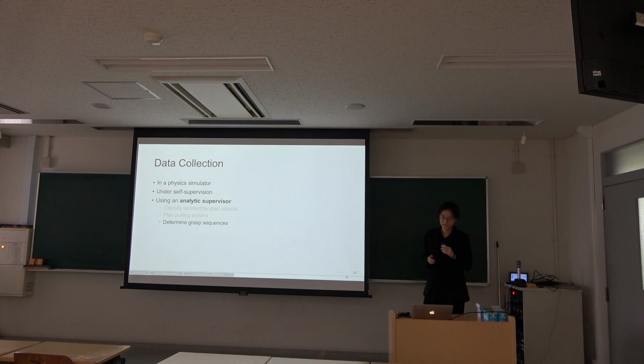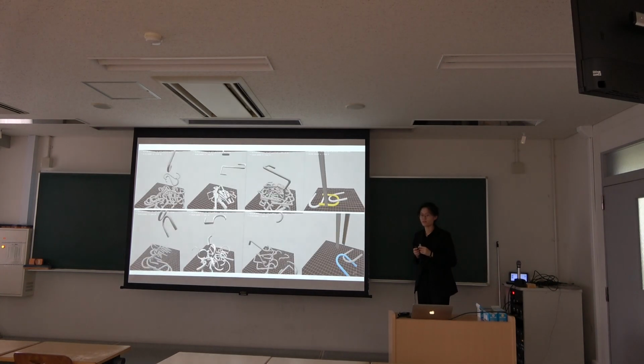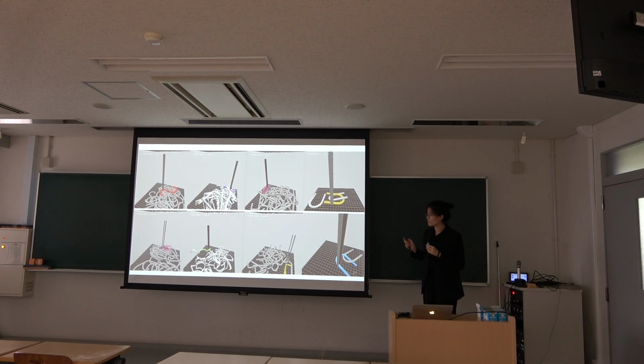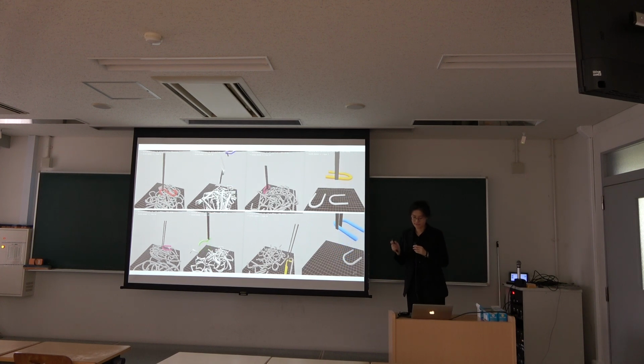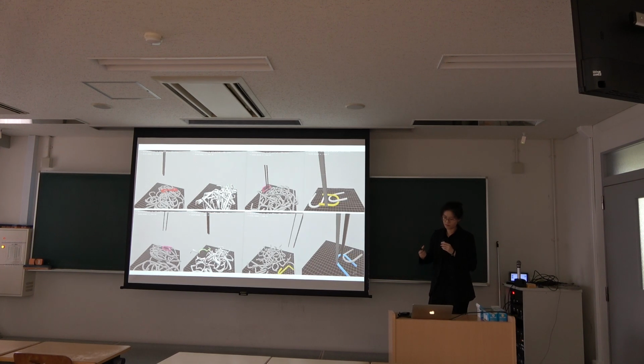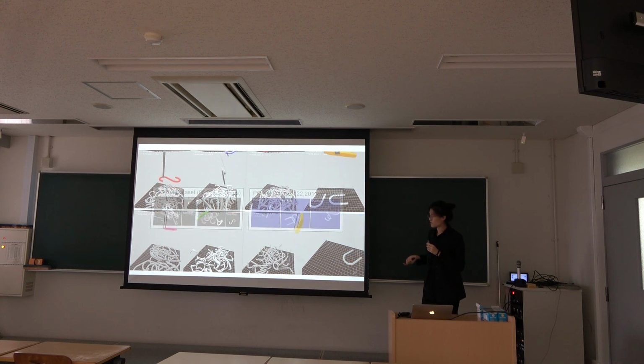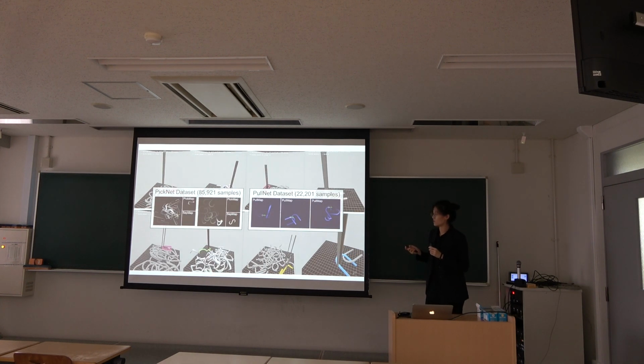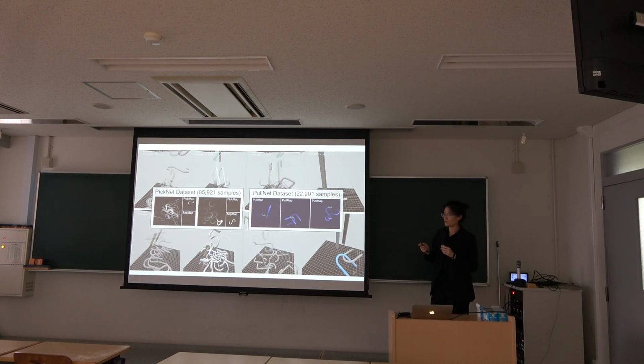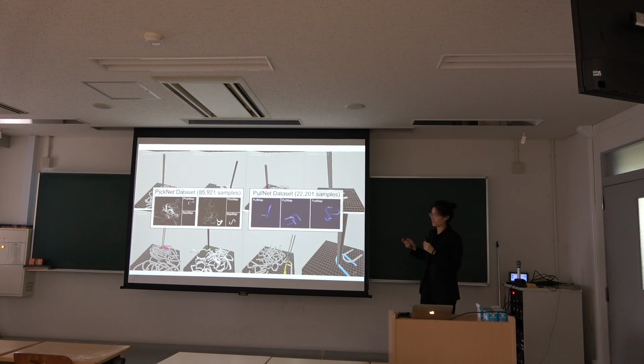And finally, our supervisor can also determine the grasp sequences. As the video shows, we can efficiently collect data by first picking up the isolated parts and then polling the entangled objects. And here's also the data set for PicNet and PoleNet, and the number of images. We use in total 6 object models to collect this data.